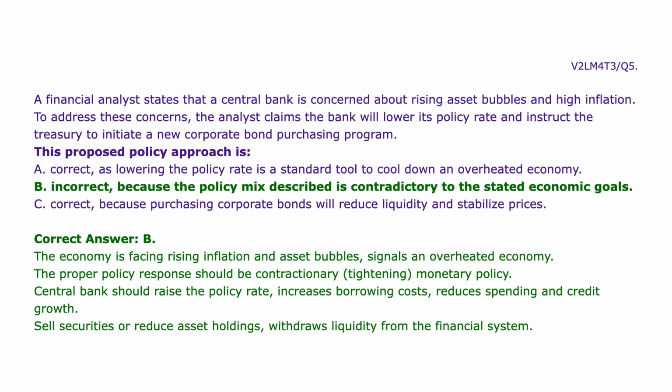The economy is overheated, with high inflation and asset bubbles, so the correct response is contractionary policy, raising rates and reducing liquidity. The analyst's proposal of lowering rates and buying bonds is contradictory.